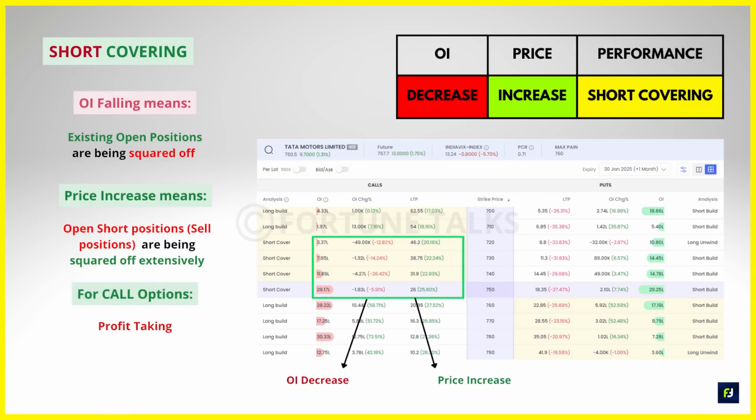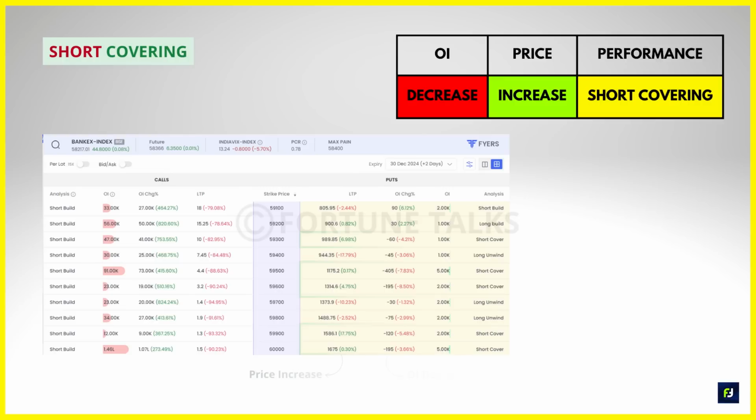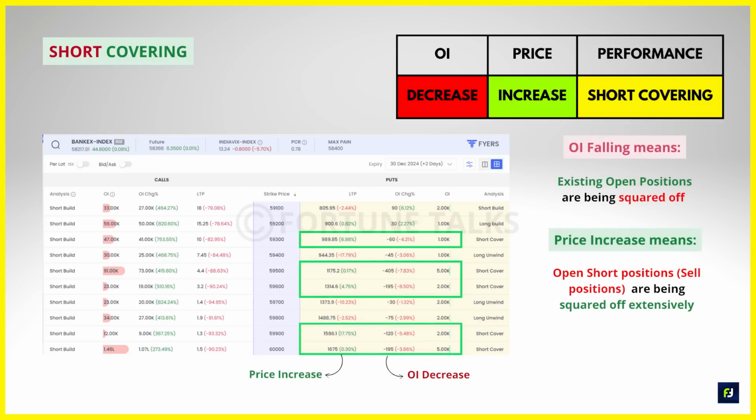Now, short covering on the call side can signify that the call writers are squaring off their position by buying back, which could result in weakening of the resistance, which is actually a good sign for those traders who are expecting a breakout in the underlying instrument. On the contrary, short covering on the put side signifies that put writers are leaving their position by buying back, which could result in weakening of the support level, which is actually a bad sign for the underlying instrument, but a good sign for the breakout players.